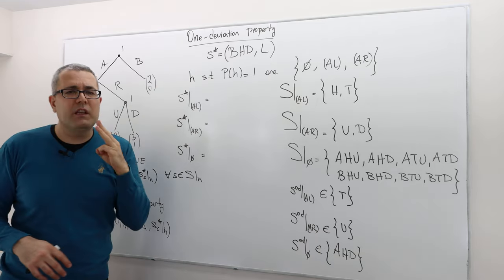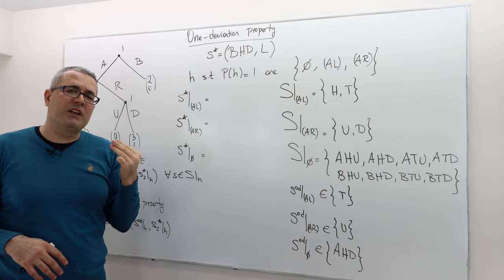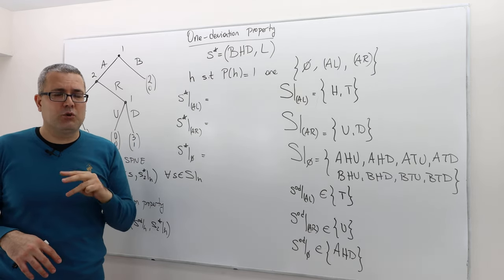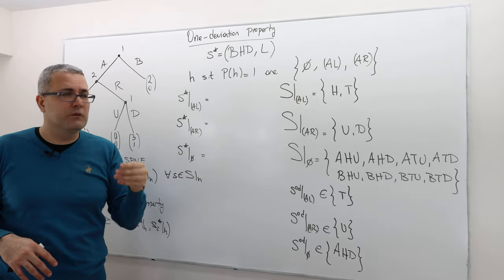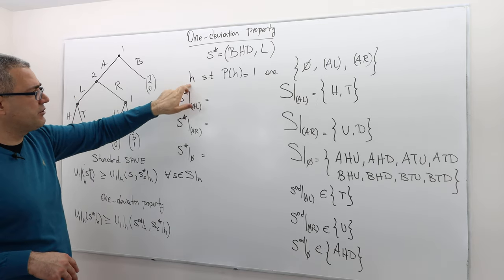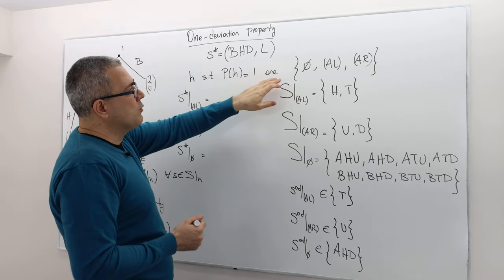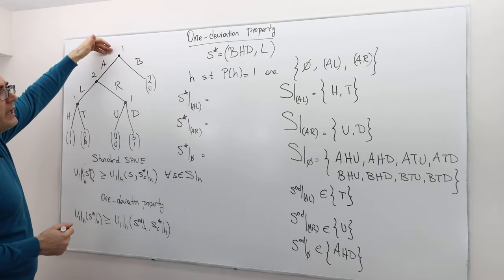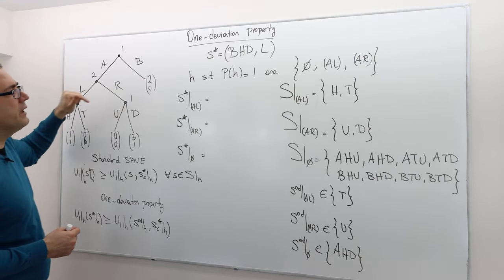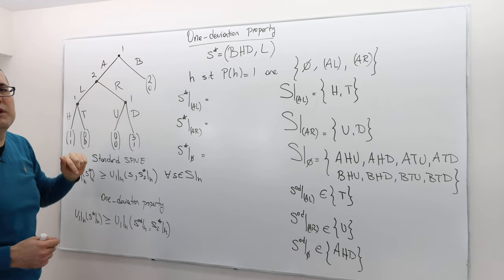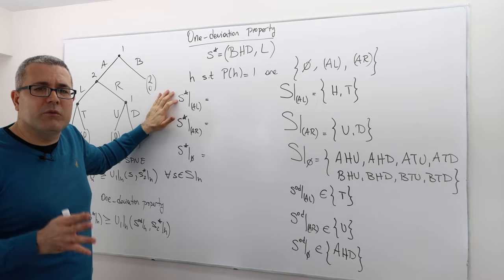There are three histories where we have to check whether player one's strategy is a subgame perfect Nash equilibrium strategy or not. Because there are three histories where player one actually makes a move, what are those histories? Those are the histories such that P(h) equals player one. Well, these histories are the null history, the beginning of the game; AL, after which player one is moving; and AR, after which player one is moving again. So that's it. Now I'm going to define the continuation strategies.